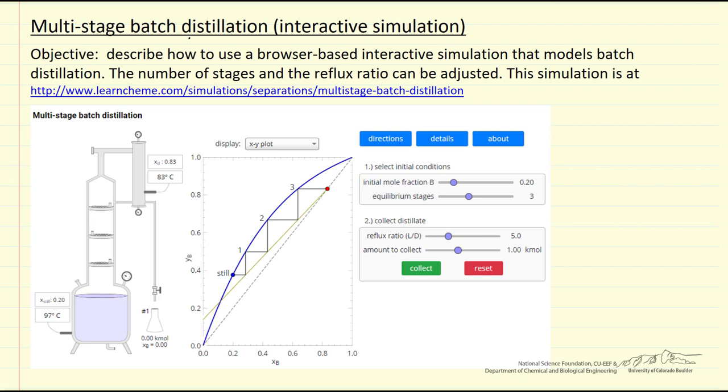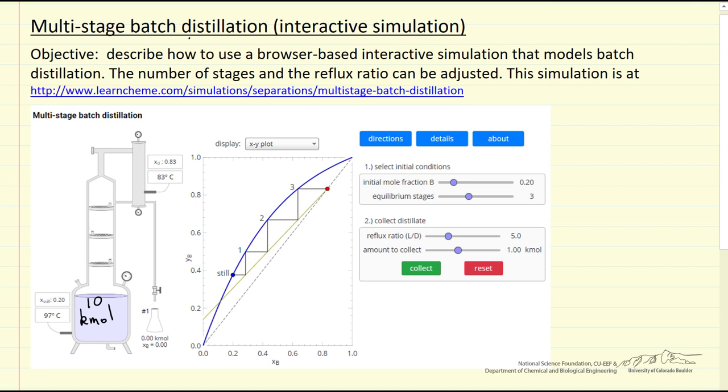I'm going to describe how to use a multi-stage batch distillation simulation. This is a simulation that plays directly in browsers. And what we do is we charge a still with 10 kilomoles, so 10 kilomoles of a mixture.